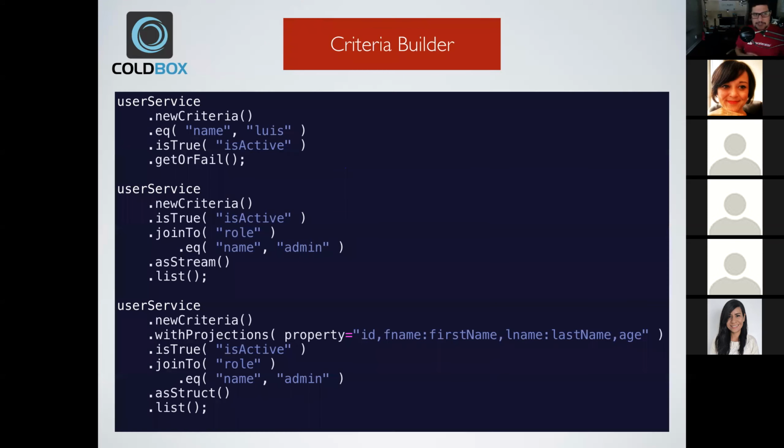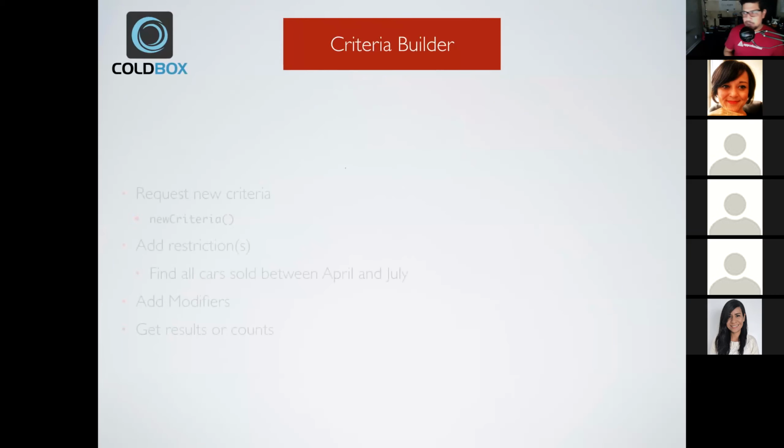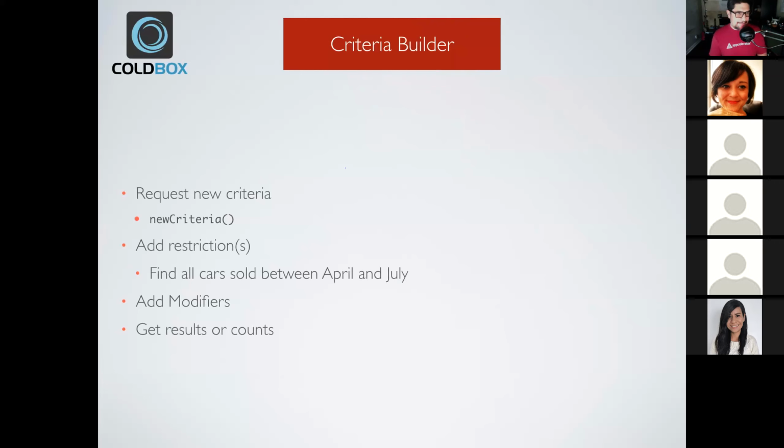So in CB2, we arranged it so it could look something like this. You can get a new criteria and say, give me that property of user name to be Luis. If it's active, get it or fail. You can see the join there as a stream, and you can see the projections there to retrieve as a struct. So many, many different ways.